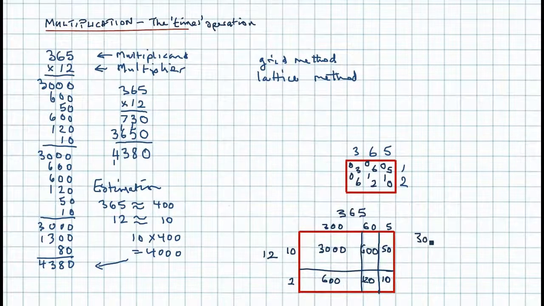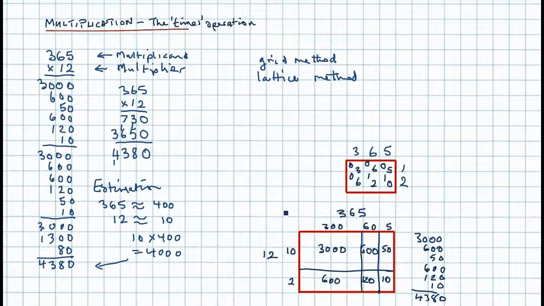So we would say 3,000, 600, 50, 600, 120, and 10. In other words, what we've ended up with is the expanded method here, and if we follow that through, we'll end up with 4,380, as we did over here.